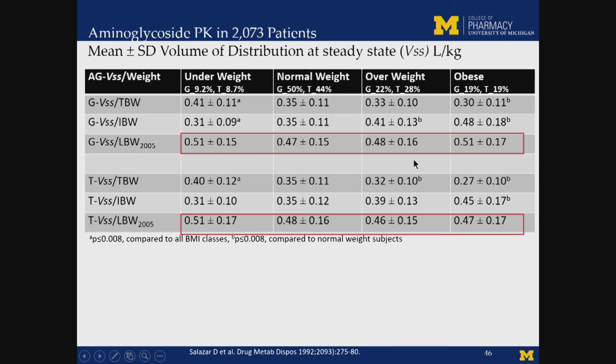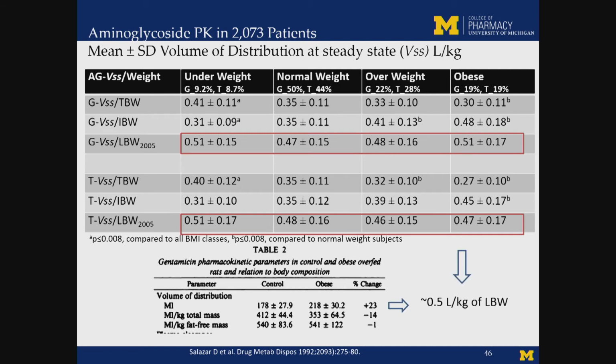So the implication of that is if you were to define a dose based on lean body weight, you're more likely to have a predictable Cmax concentration for this drug that is considered to be a concentration dependent, or Cmax or AUC driven drug, and I'll show you how this can also affect the AUC of the drug. This finding also matches what was seen in animal models. Work done by Salazar and colleagues showed a value that was also similar in rats when they scaled the information to fat-free mass or lean mass.